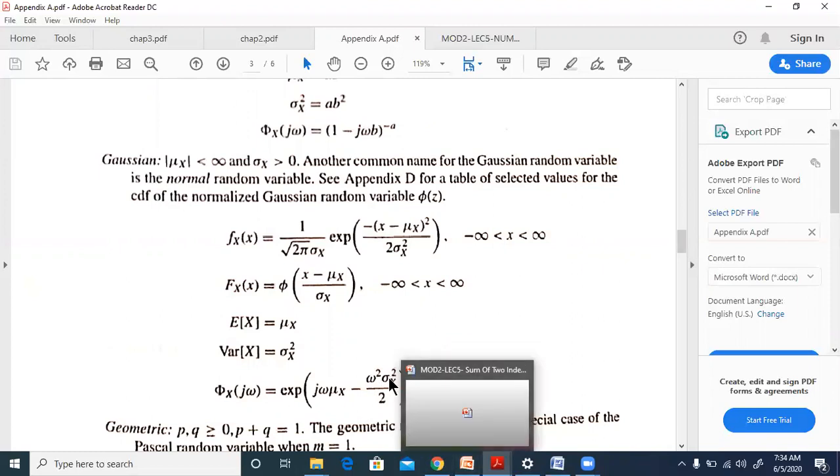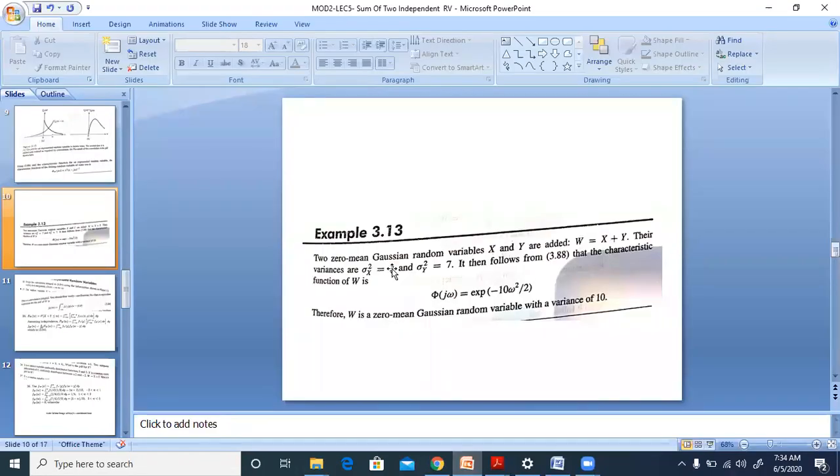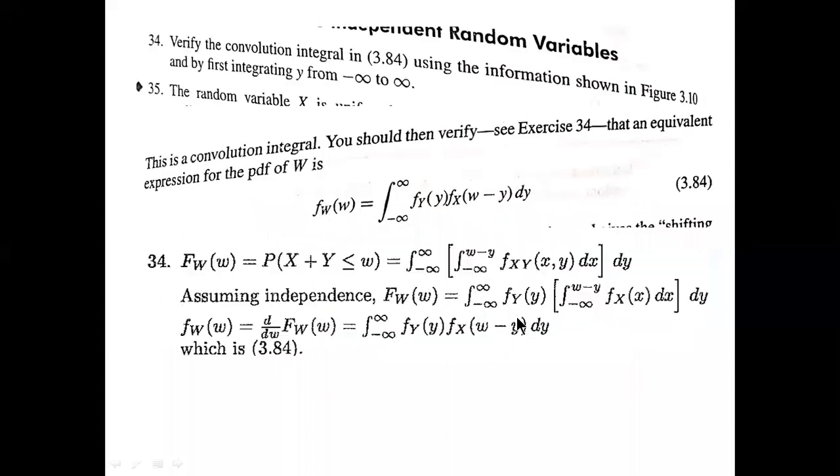So therefore, the sigma x square plus sigma y square in the equation which we have just considered here is 3 plus 7, and that becomes minus 10 omega squared by 2, and this minus 10 by 2 will become 5. Again, mu w will be equal to 0, because mu w is equal to mu x plus mu y, and both mu x and mu y will be 0, because we have zero mean Gaussian random variables.